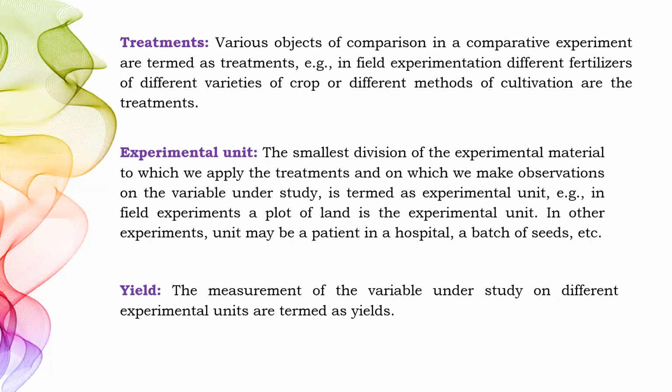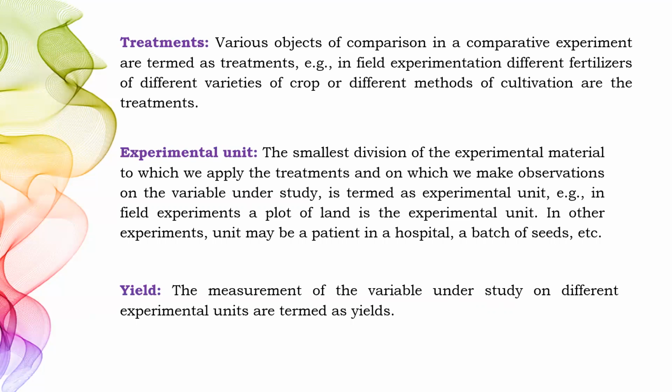The next terminology is treatment. So what we know about treatment is the various objects of comparison in a comparative experiment are termed as treatments. For example, in a field experimentation, different fertilizers, different varieties of crop or different methods of cultivation are known as treatments. Next is experimental unit.